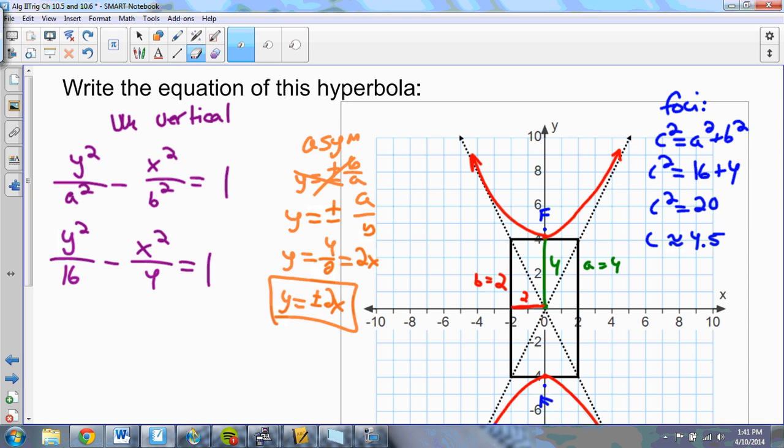We haven't really done this much yet. We've done it once or twice, but I want you to actually give the coordinates. Like I want you to say, this is the point (0, 4.5). That's the point of that focus. This is the point (0, -4.5).